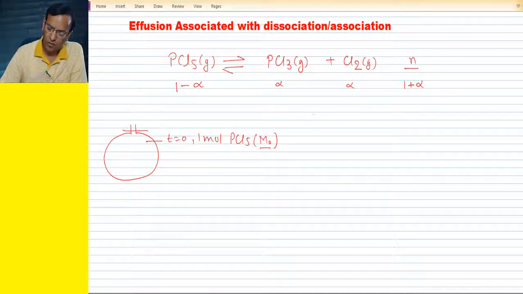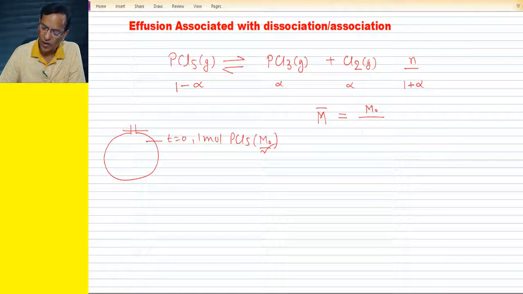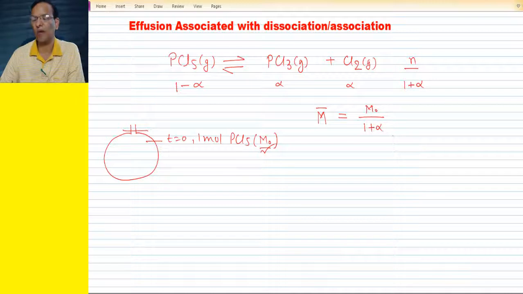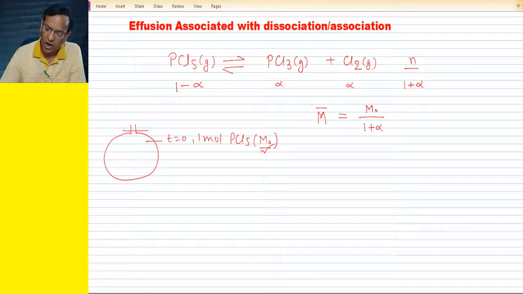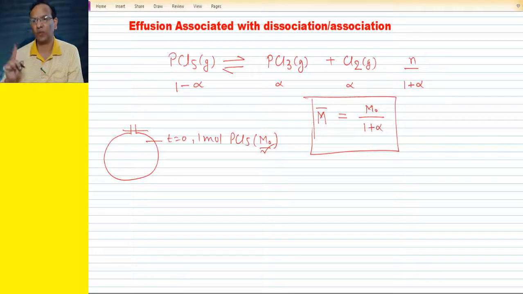And we know that molar mass is mass upon number of moles. So in this case we have a mixture. We express the average molar mass of the mixture by m bar, which will be equal to the mass of the mixture, which is the mass of 1 mole of pure PCl5, m naught, divided by the moles at equilibrium, 1 plus alpha. That is how we determine the average molar mass of the mixture first.